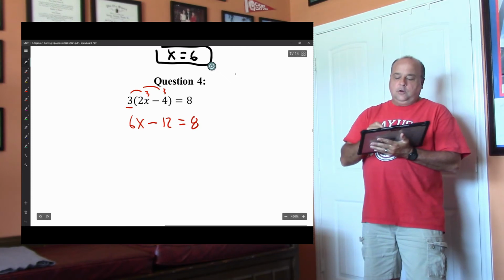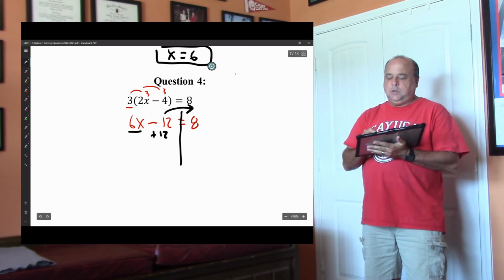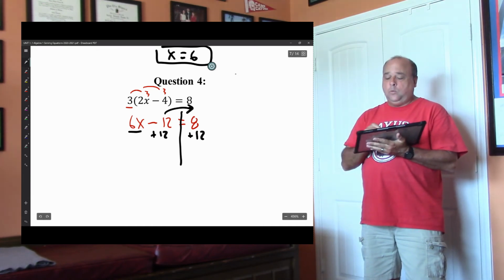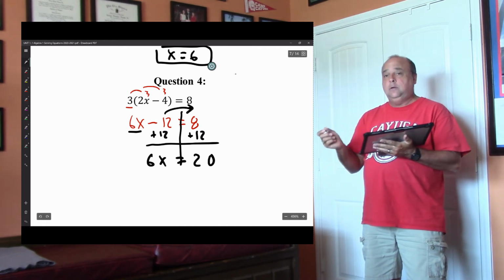Draw your bar through your equal sign. The letter's on the left, so the numbers go to the right. The opposite of minus 12 is plus 12. On this one, it won't work, will it? That's all right. So we're going to get 6x equals 8 plus 12 is 20.